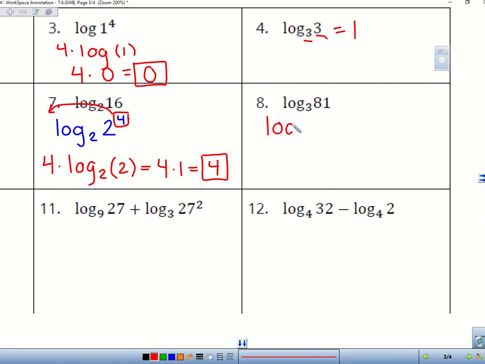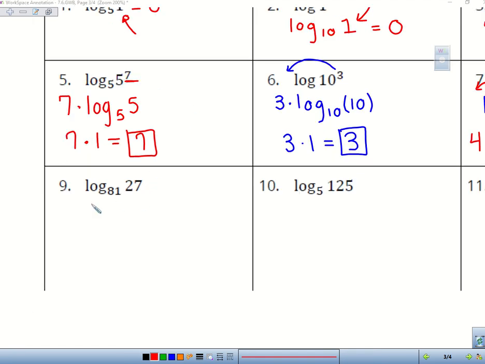So our goal is to get 81 so that it has a base that is the same as the base here. So 3 to what power would give me 81? The 4th. What can I do with that 4 now? It gives me 4 times log base 3 of 3. What is log base 3 of 3? 4 times 1 is 4. So far, make sense? Yeah.